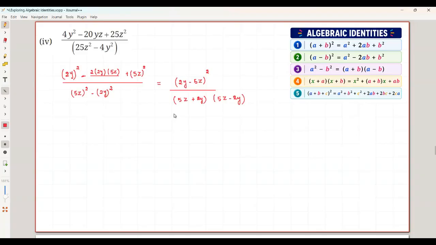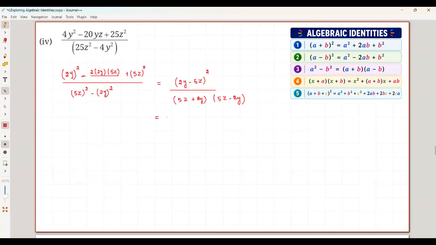Okay, so now here also, 2y minus z minus 5z... here 5z minus 2y. So both directly we cannot cancel. One is in minus, here is in a different way. So what do you have to do? The same thing. We have to take minus outside so that we can cancel. I'm just going to take minus from this outside.